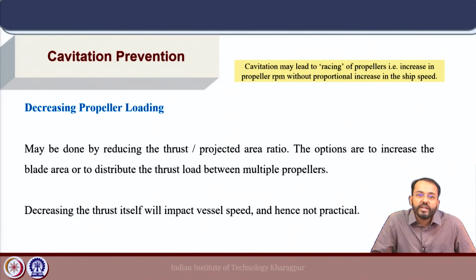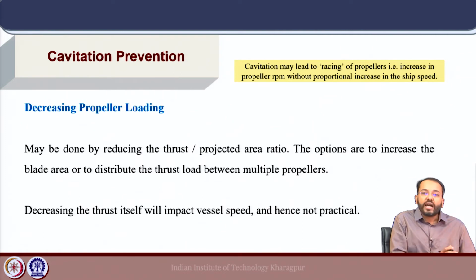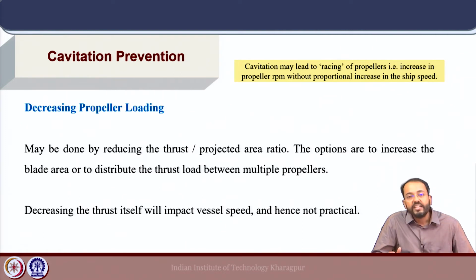So, what other options do we have? We can decrease the propeller loading. So, if the thrust loading of the propeller is decreased, that means the thrust per projected area ratio, which is standard used for propeller blade cavitation calculations. So, if that is reduced, we have seen that the cavitation occurrence is higher at high thrust loading conditions. So, if the thrust loading can be reduced, the occurrence of cavitation in the propeller blade will be less, and even if it occurs, it will be mild. So, the influence on the propeller efficiency will be much less in terms of reduction of thrust and torque, and finally the efficiency. So, how do we reduce the thrust loading?